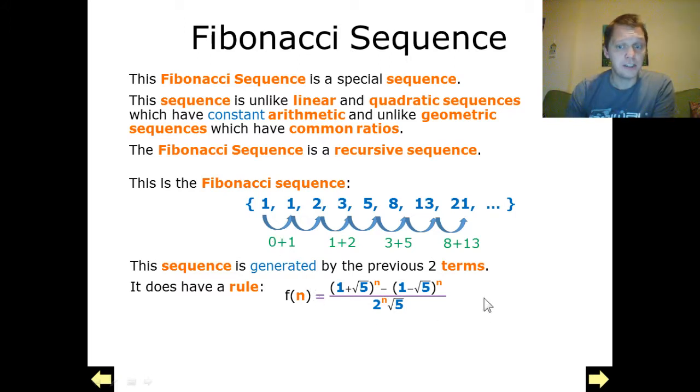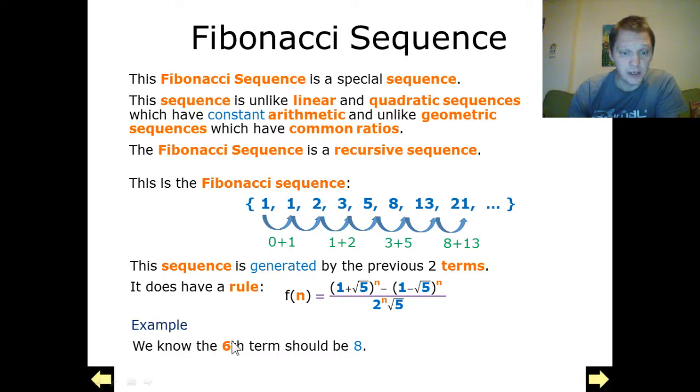But for some of you, maybe doing higher level maths, maybe you've got to use the actual rule, in which case we've got Fn equals, in brackets, 1 plus the root of 5 to the power of n, minus, in brackets, 1 minus the root of 5 to the power of n, all over 2 to the power of n root 5. Now everywhere that we see the n's, this is where we're going to put the position of the term that we're looking for.